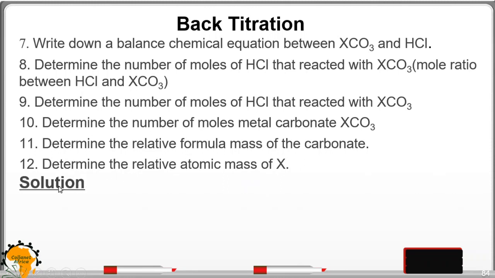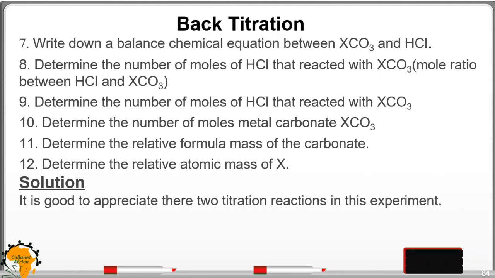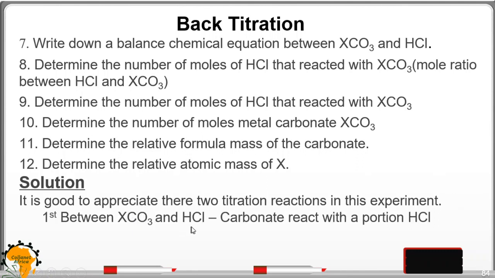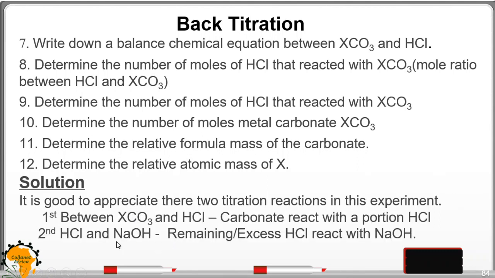This question is usually very simple, and I want you to follow step by step, and it will be very easy. Here, we need to appreciate there are two types of titration. The first one with the X carbonate, and the second one with excess HCl with sodium hydroxide. So these are two titrations, and you'll find that in each we have 6 questions.